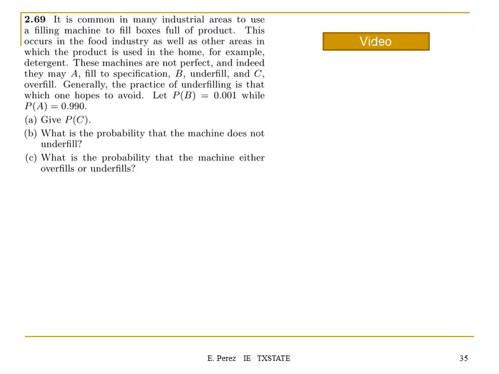So we have those probabilities, right? And the first question from this problem is to find the probability of C. And C is the event of overfilling. We learned something just 2 minutes ago that can help us to solve this problem. So we know the probability of A, the probability of B. In order to find the probability of C, what would you do?